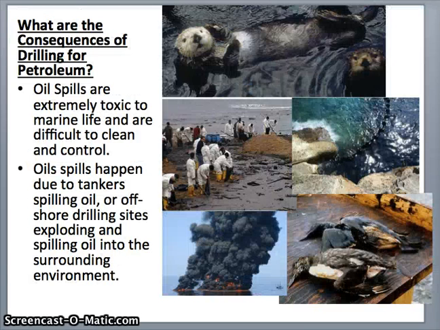Let's look at consequences for drilling for petroleum. When people drill for petroleum, there is a chance that the oil can spill. And if it happens in the ocean, it is very, very toxic to marine life, and it's very, very difficult to clean and control. And oil spills usually happen when tankers, which are the big ships that carry the oil, might spill. It could also be when offshore drilling sites, such as this one, explode and spill oil into the surrounding environment. And you can see in these pictures, these are all consequences of oil spills.